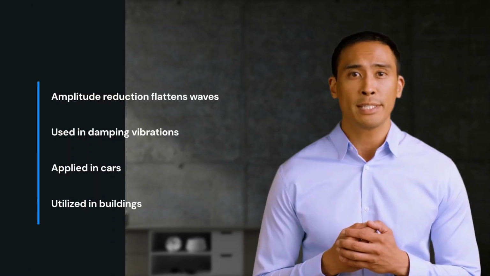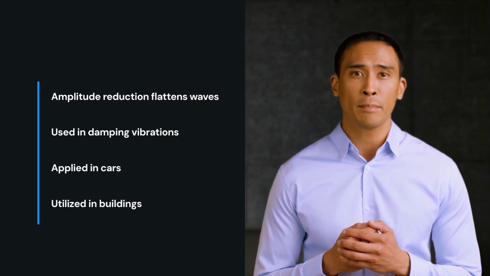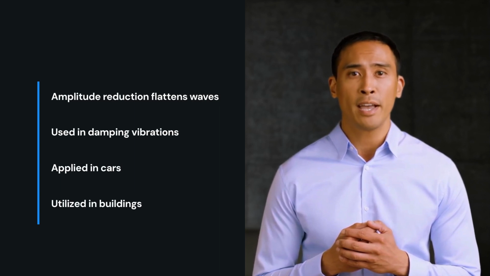Back to our graph, if we increase the frequency, the waves get closer together. This shows faster cycles or oscillations. Decreasing the amplitude makes the wave flatter, used in damping vibrations in cars and buildings.